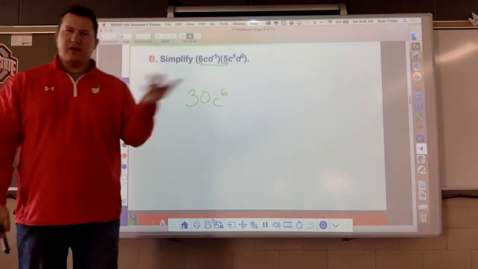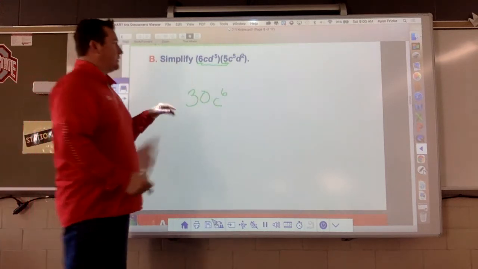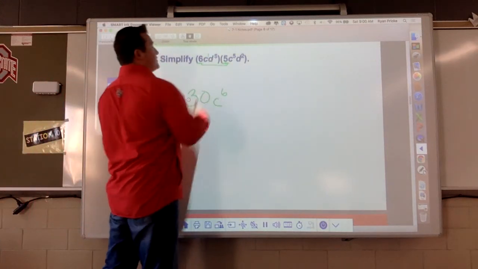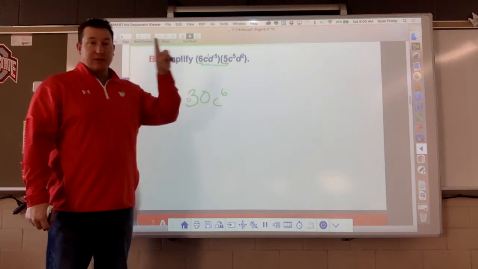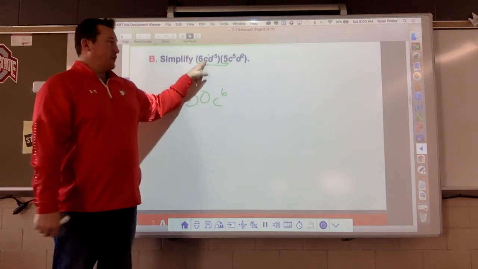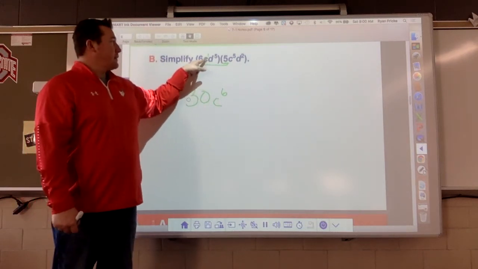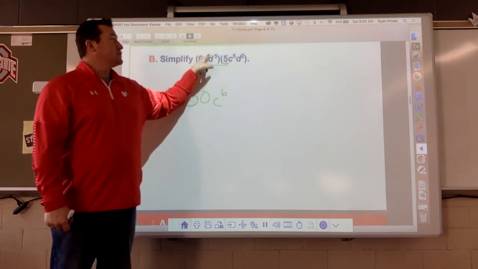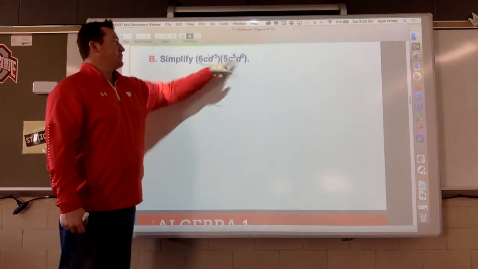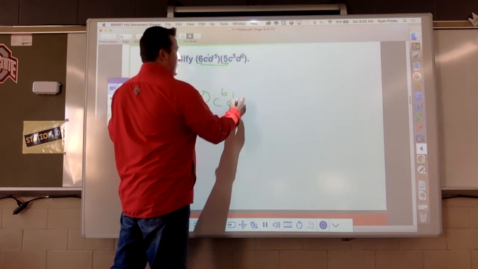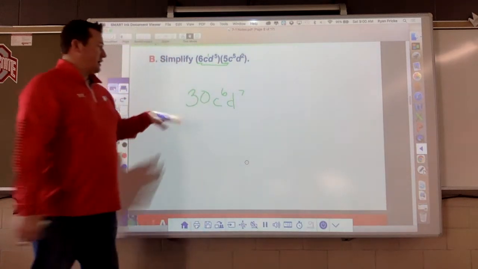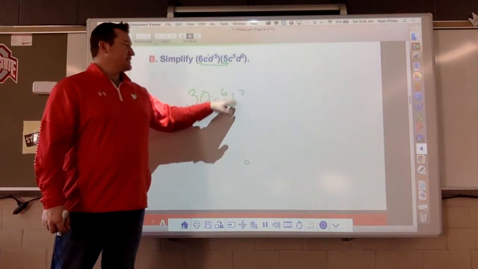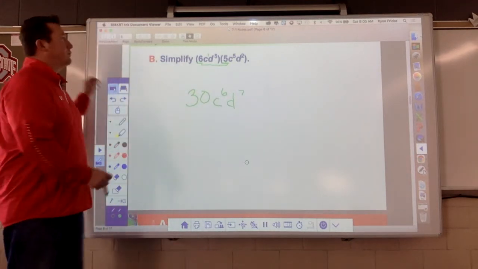I know what you're thinking. I did that wrong. That's a 6. No, I didn't. Right? There are invisible 1s. This C is really raised to the first power. This is probably a bear trap waiting to happen for us, okay? So keep the base C, add those powers. There you go. Keep the base D, add those powers, okay? So 30, C to the 6th, D to the 7th. Okay.